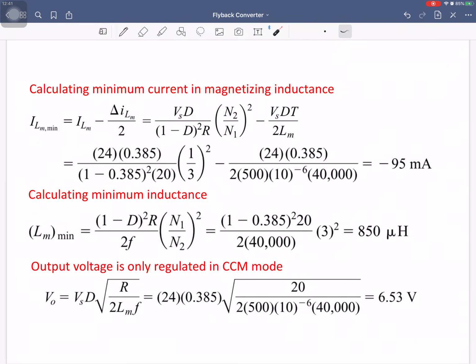Now using the same expression that we used earlier, the minimum value of ILM is the average value minus half of its variation. So we get this expression and we use all the values. This comes out to be minus 95 milliampere. It's negative.